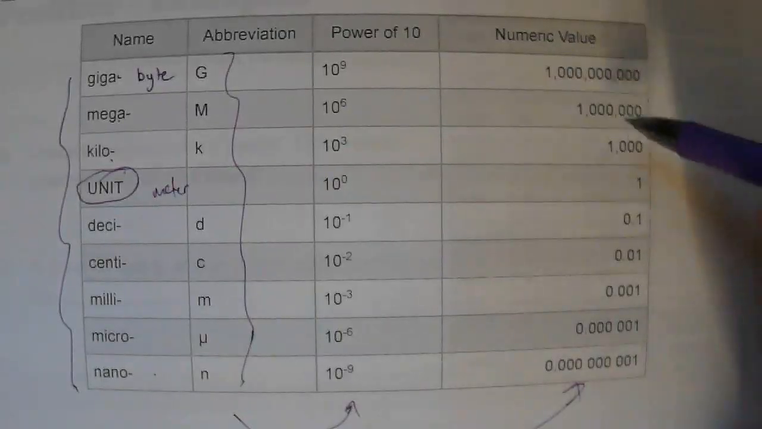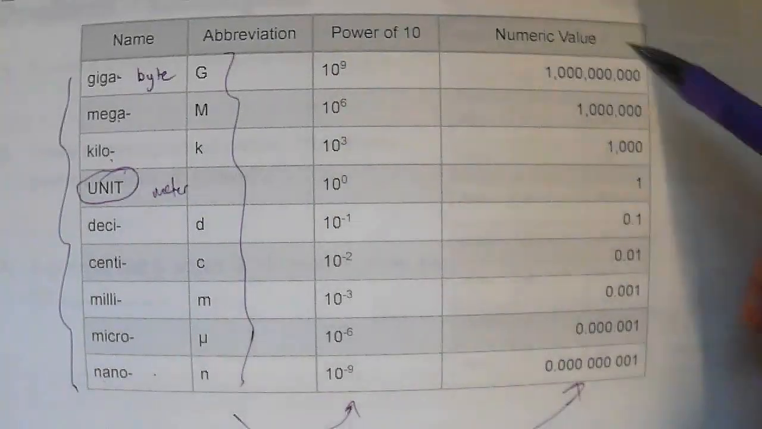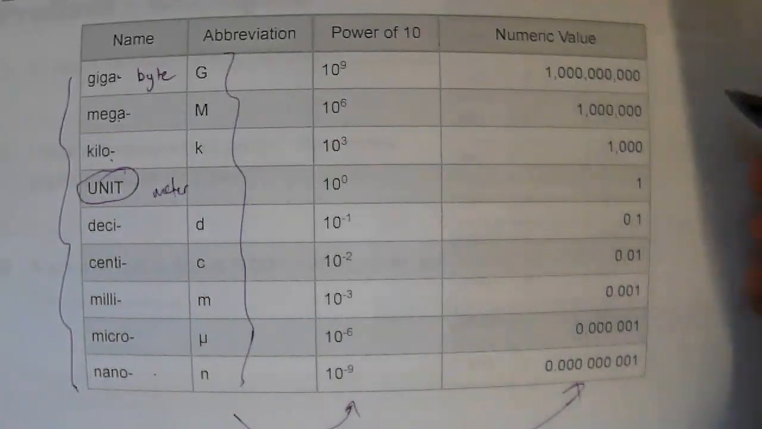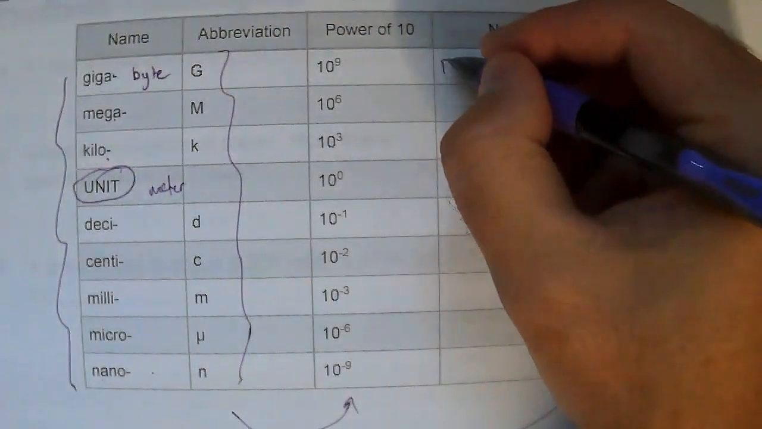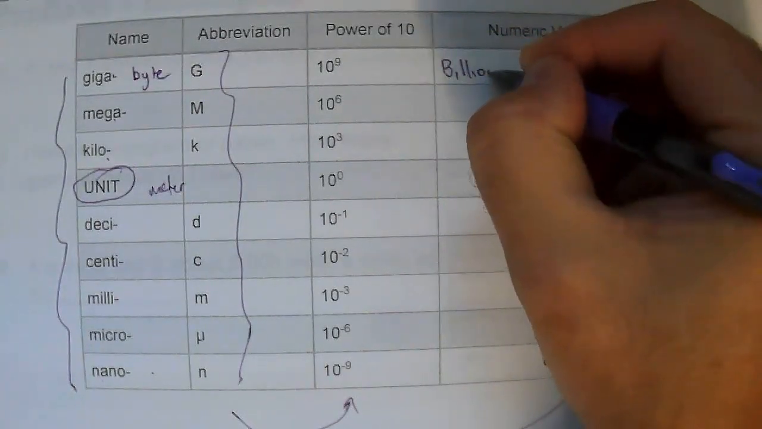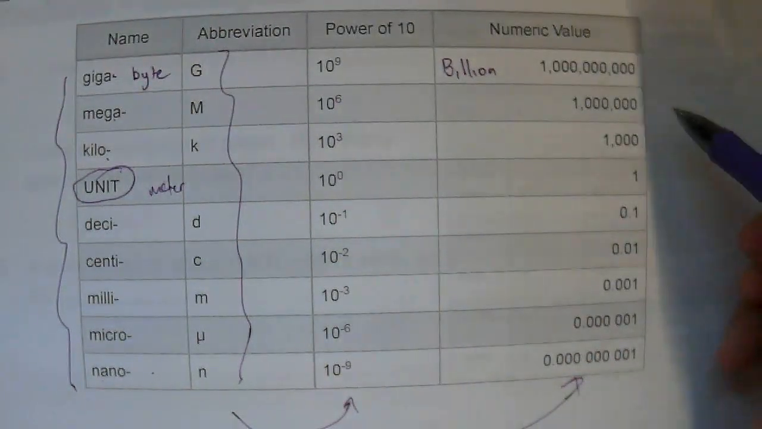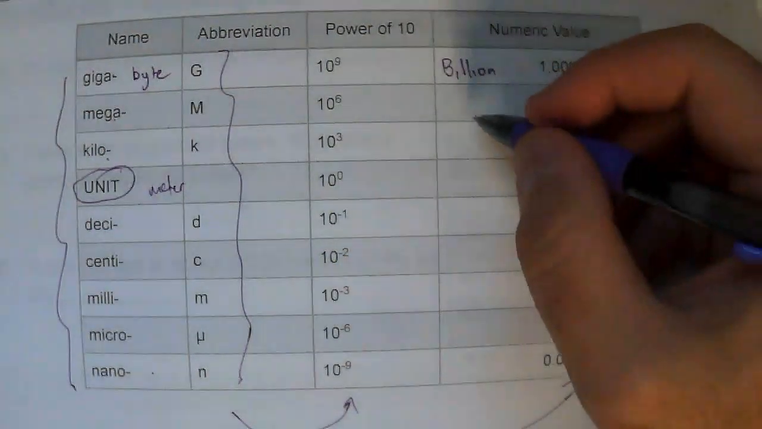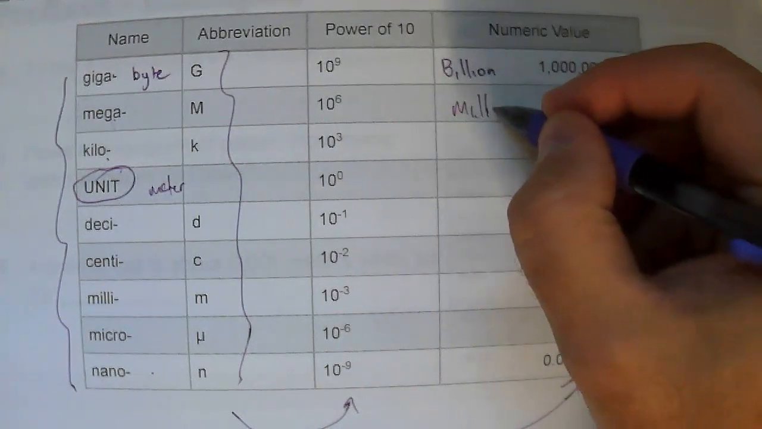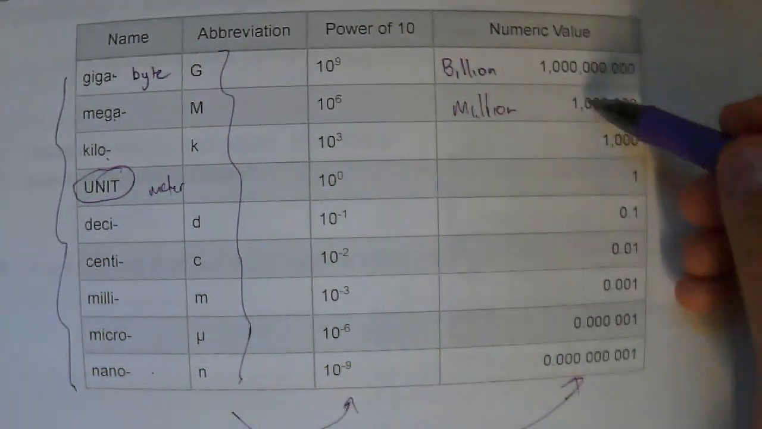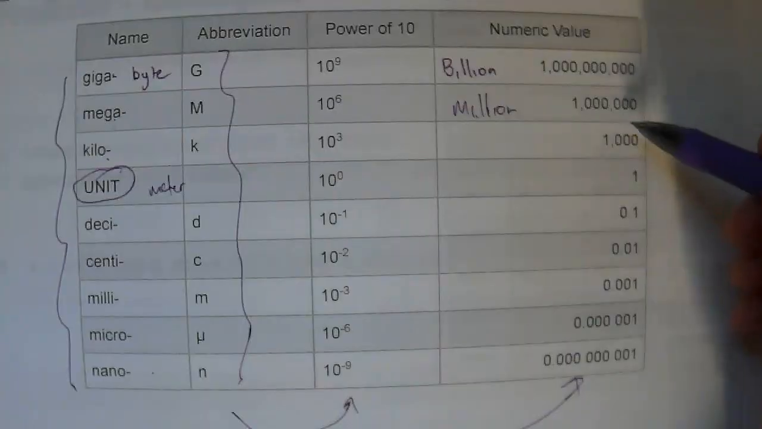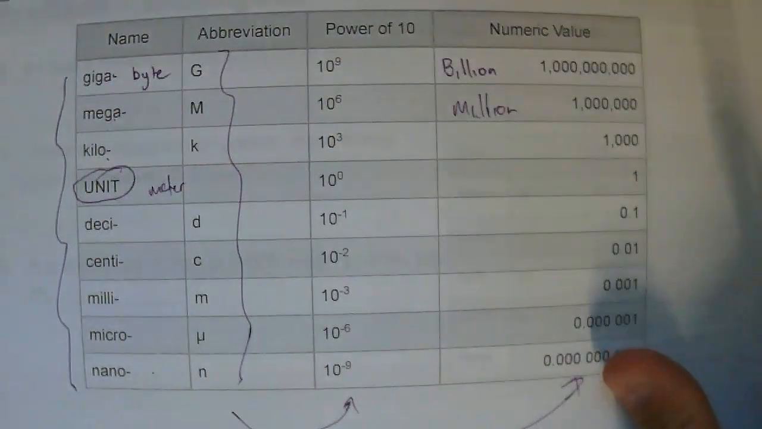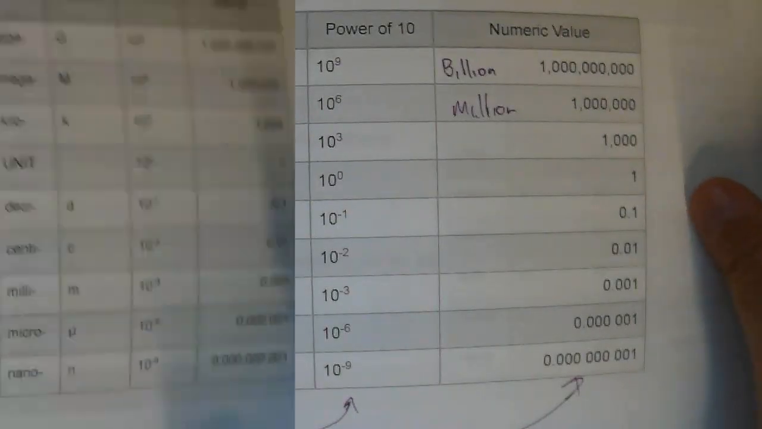You notice each of these are powers of 10. Giga is 10 to the 9th, or 1 billion things. A gigabyte would be 1 billion pieces of memory. A megabyte would be 1 million pieces of memory. So you can get an idea of just how much bigger a gigabyte is than a megabyte.